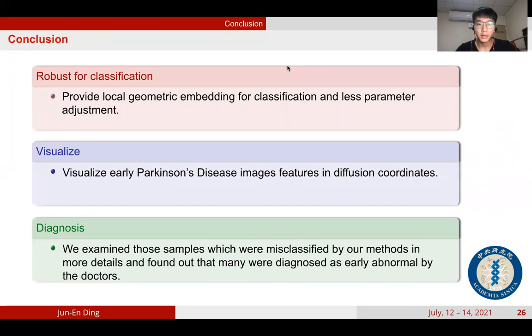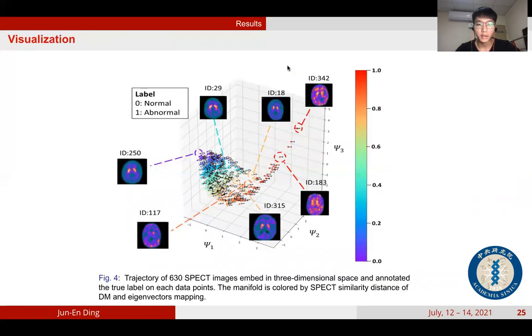In conclusion, in visualization, we use DM for dimension reduction on 630 original-space images into a low-dimensional space and visualize the embedded test samples in the corresponding three-dimensional manifold using the three eigenvectors 5.1, 5.2, and 5.3 with the three largest eigenvalues.